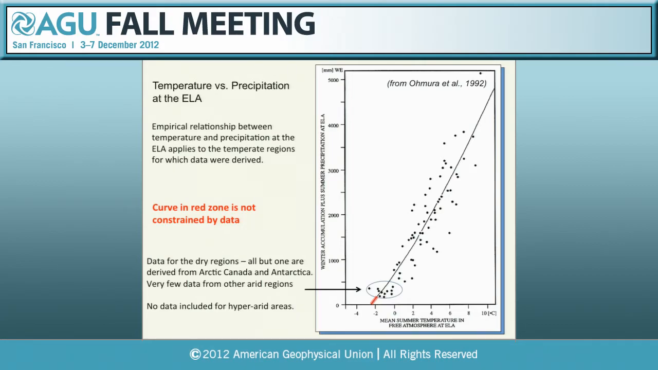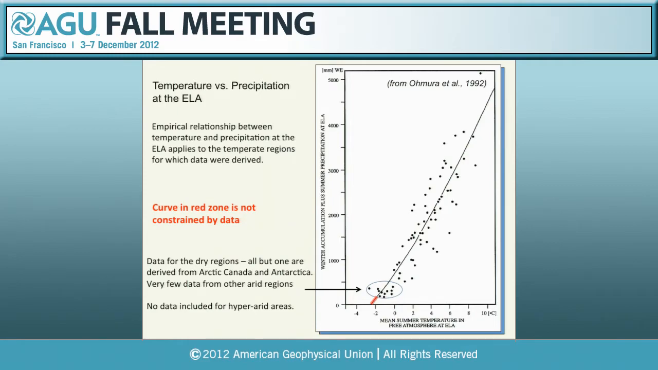But as you can see here, most of these glaciers are temperate glaciers, which means they are mostly controlled by temperature, and a small change of temperature will lead to significant changes in mass balance. But in this part, where it gets very arid, very dry, there's not much data available. These dots are from Arctic Canada and Antarctica. There's not much coming from Central Asia or any other dry areas.